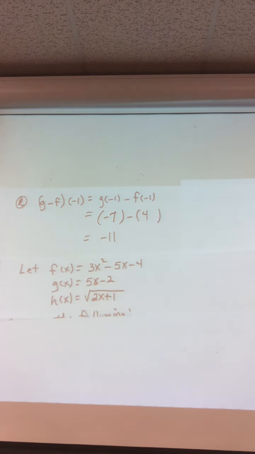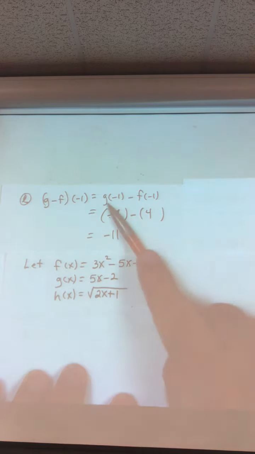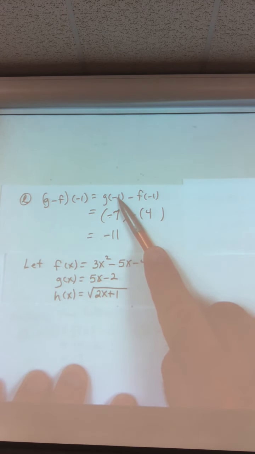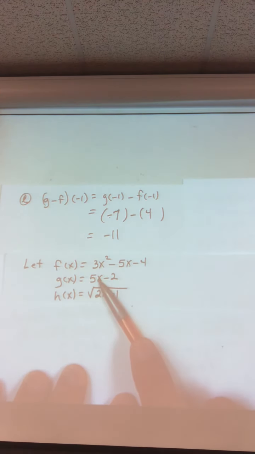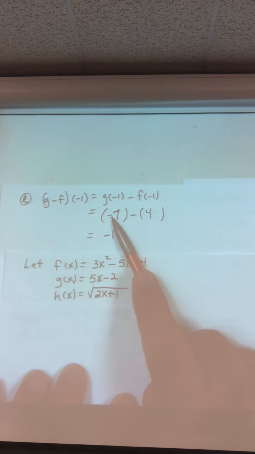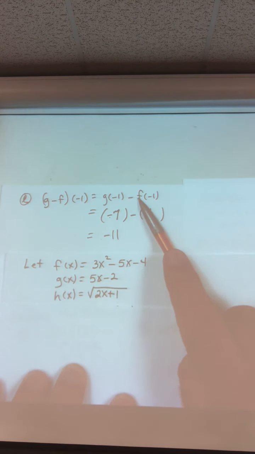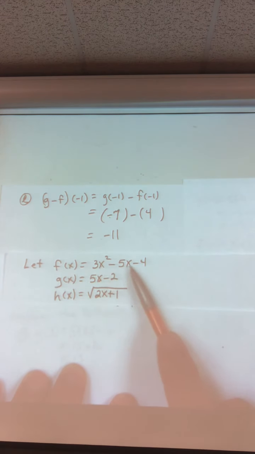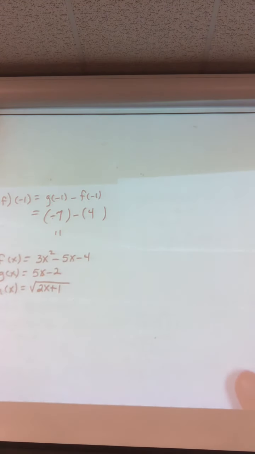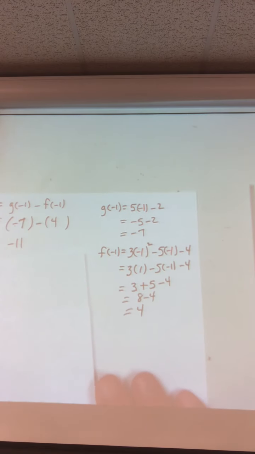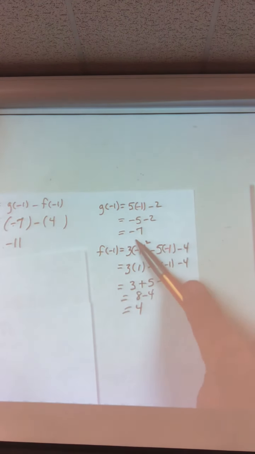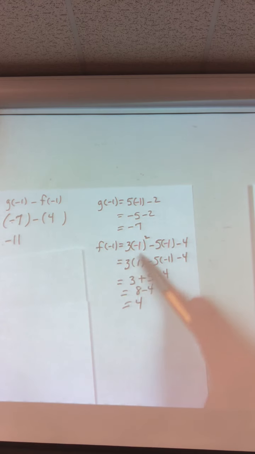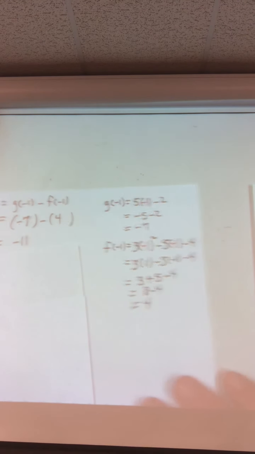Here they are. So to find g of negative 1, you're going to put negative 1 right there. So 5 times negative 1 is negative 5 minus 2, which is negative 7. Then f of negative 1, you plug it in here and here. And that's what I did on the side right here. g of negative 1, I found it. f of negative 1, I found it on my scratch work.